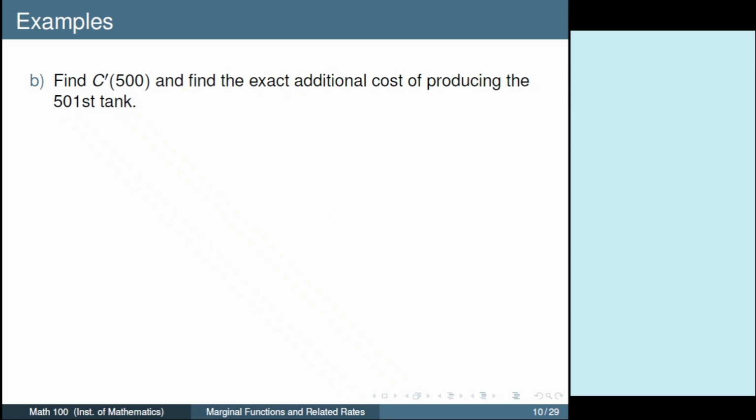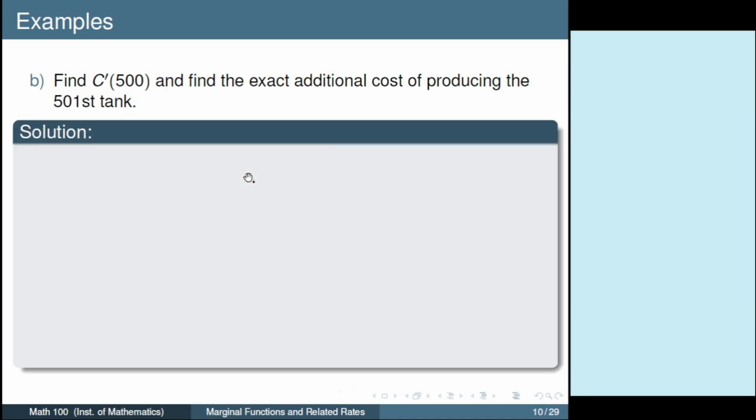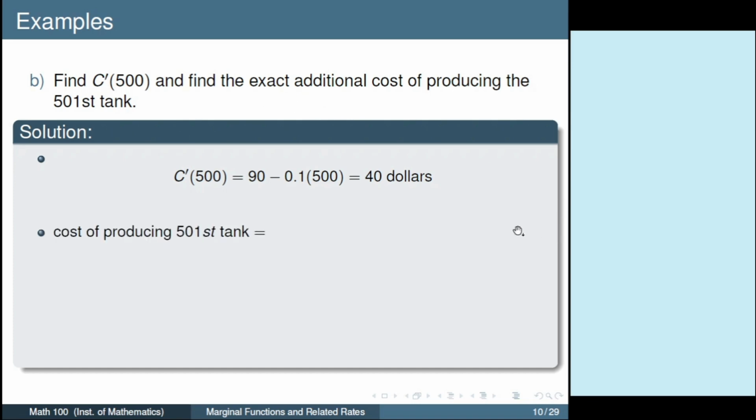Next will be to find C prime of 500 and find the exact additional cost of producing the 501st tank. Substitute natin ang C prime of 500 equals 90 minus 0.1x. Our x is 500. So that equals 90 minus 50, or equals $40. And yung second instruction is to find the exact additional cost. So since you want the exact, we're going to use the original C of x. Okay? So that's C of 501 minus C of 500.